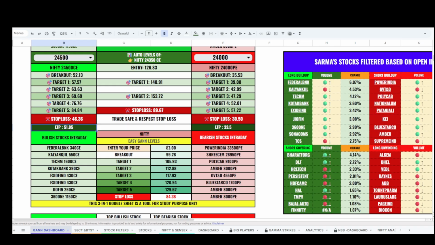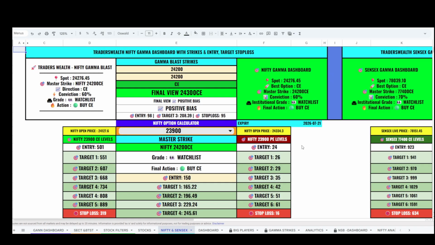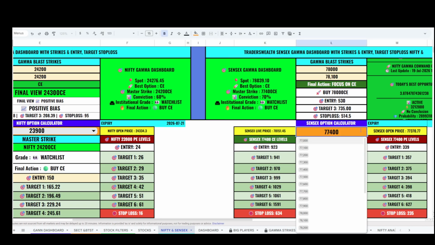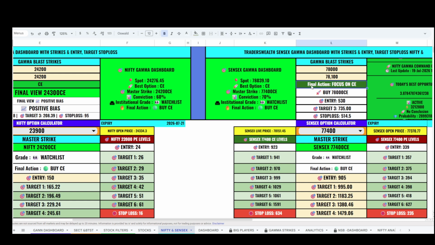If you are a Sensex trader, I have seen some Sensex people, there is a separate Sensex Gamma and Sensex calculator given over here. Sensex Gamma dashboard is given. Sensex strike prices are also given over here, and it also lets you know the final action is to focus on call option, and the strike price, like 78,000 call option, entry 530, target 1, target 2, and stop loss. One target and stop loss, because Sensex is very volatile. So with one target, it is enough. If you can catch that point, then you can easily go.